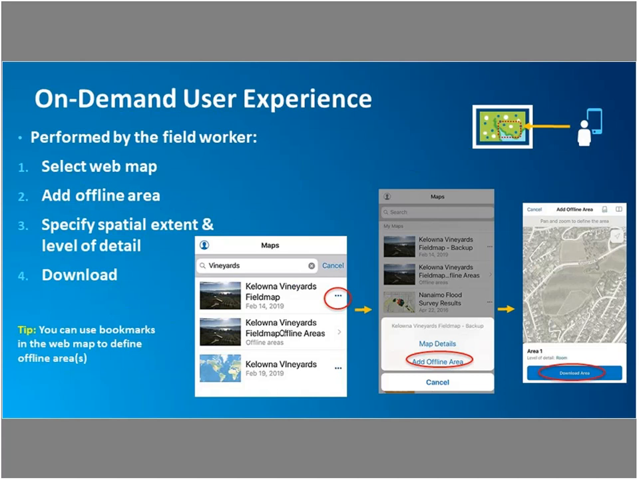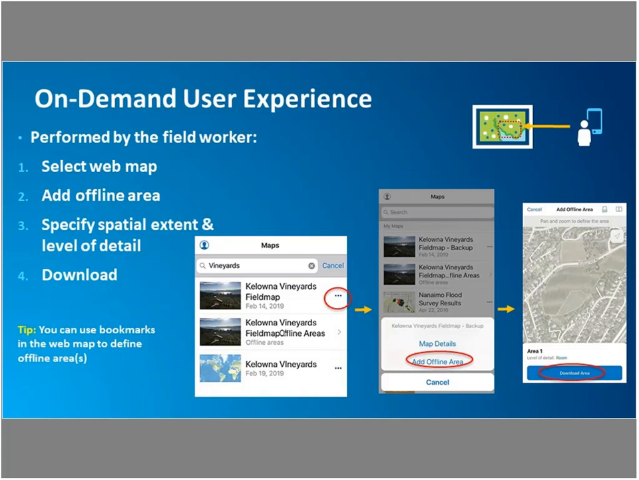So how does this user experience work for on-demand? Again, the field worker goes ahead and lists the maps. This is while they're connected. They select the web map, then select from the menu to add an offline area. They define the area, and they specify the level of detail. Just something to be aware of: the more detail you want and the bigger your area, the bigger that package will be when they download it.